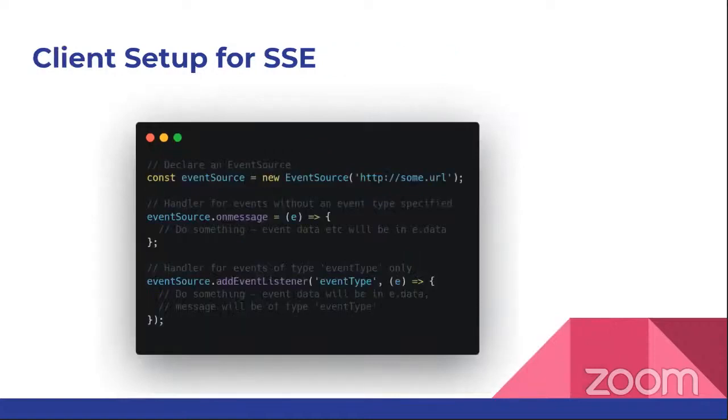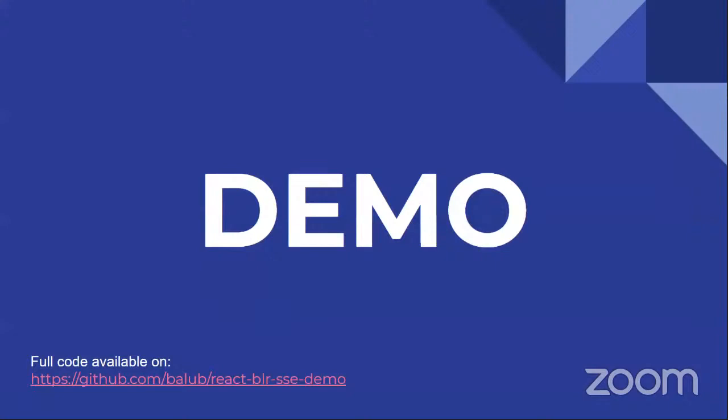And on the client end, it's literally this simple. You just set up a new event source, and then you listen to events from the stream, and depending upon the event type, you perform a particular action on it. So it's literally this simple to have SSE set up. So I'll very quickly move on to the demo.